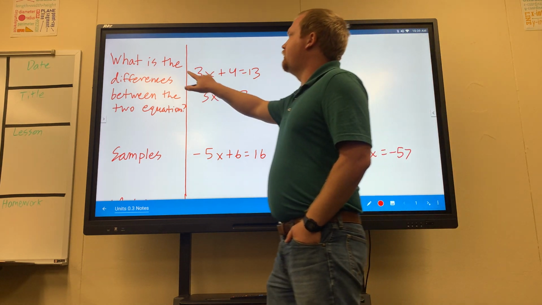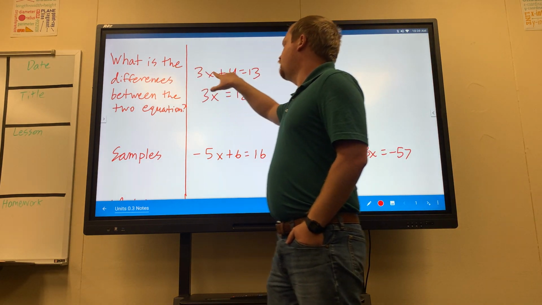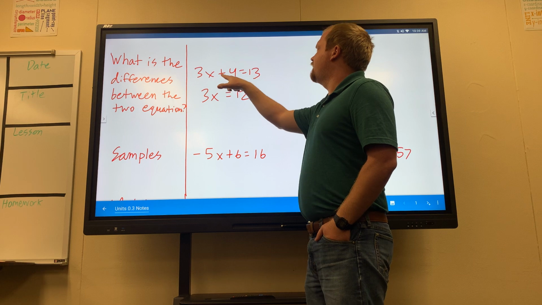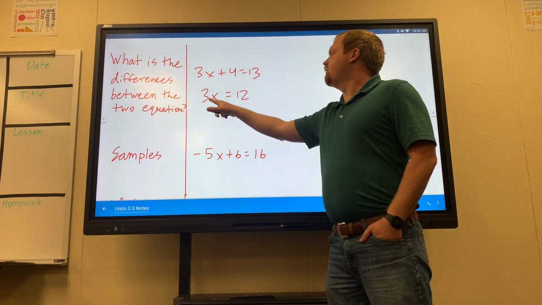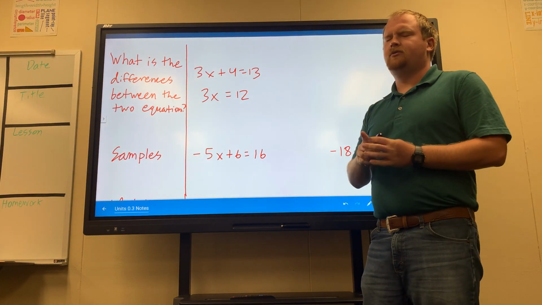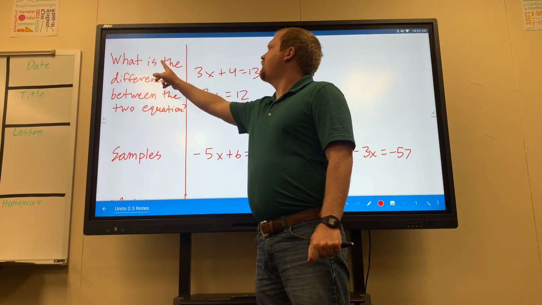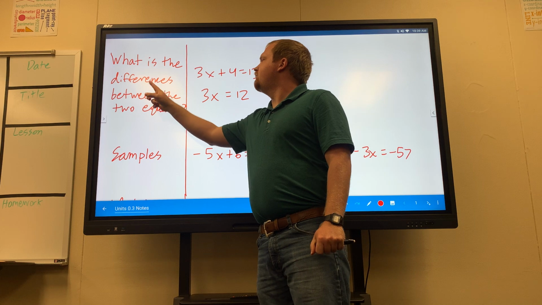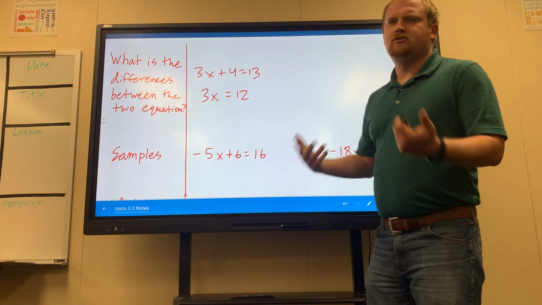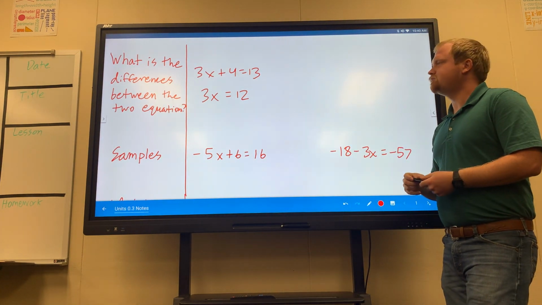So first, what I want you all to think about is, if you look at these two equations, 3x plus 4 equals 13, and 3x equals 12, okay? I want you to pause the video for a minute and think about this question. What is the difference between the two equations? So go ahead and pause the video real quick.